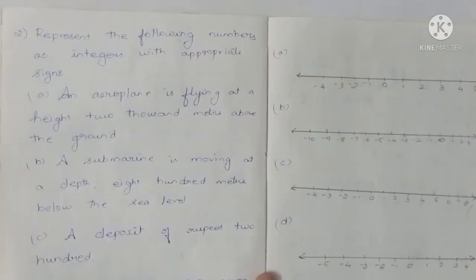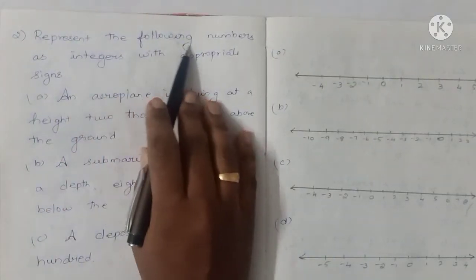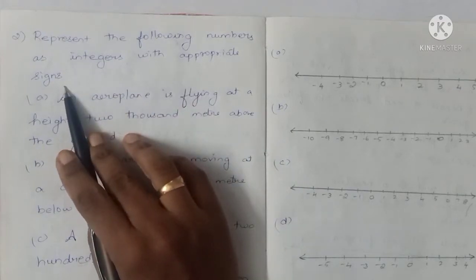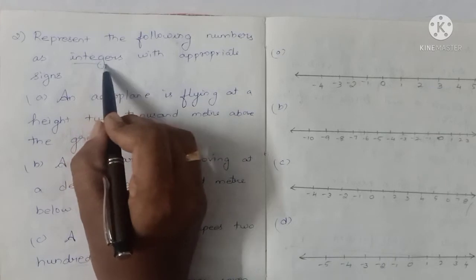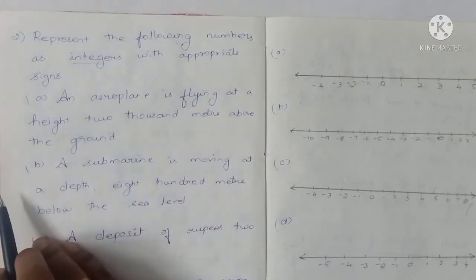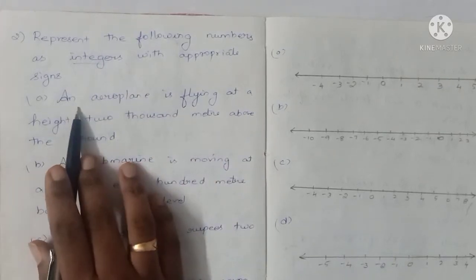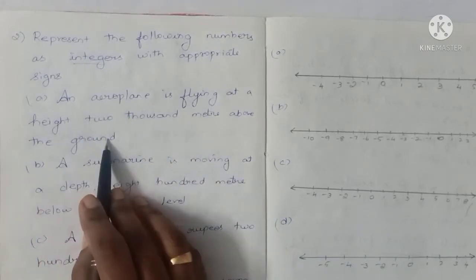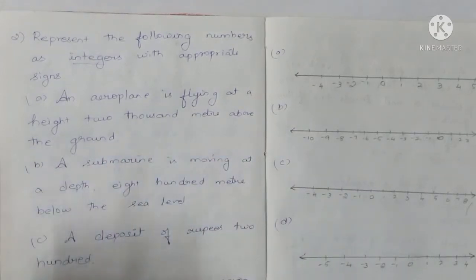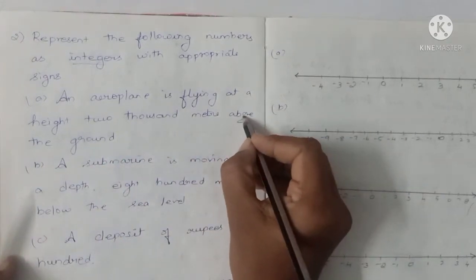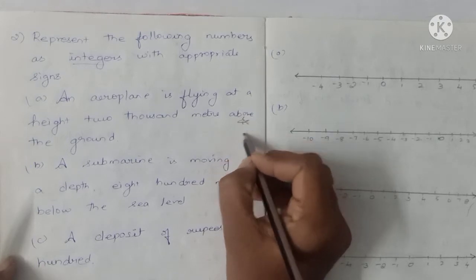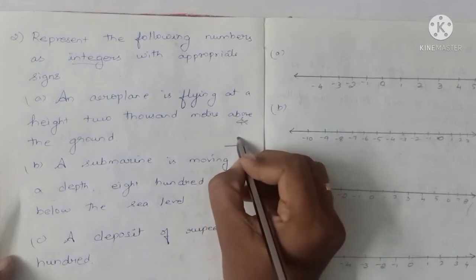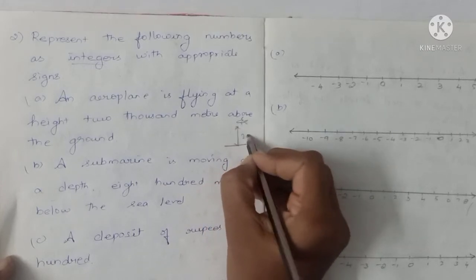Okay. Second question, represent the following numbers as integers with appropriate signs. So we have to represent as integers using appropriate signs. Okay, the first subdivision, an aeroplane is flying at a height of 2000 meters above the ground. So flying, you just consider an aeroplane. It is flying above the ground at a height of 2000 meter.